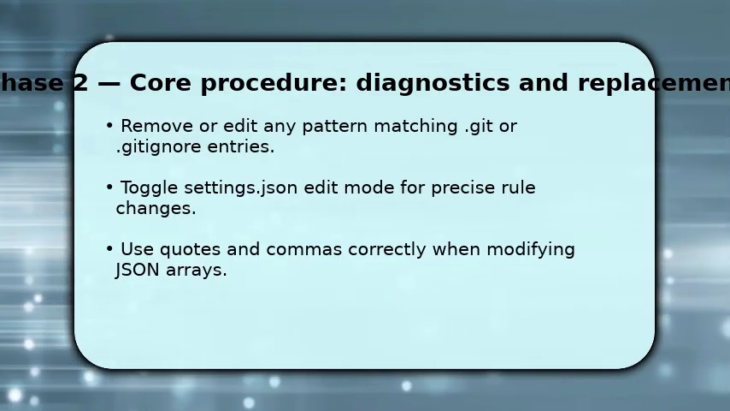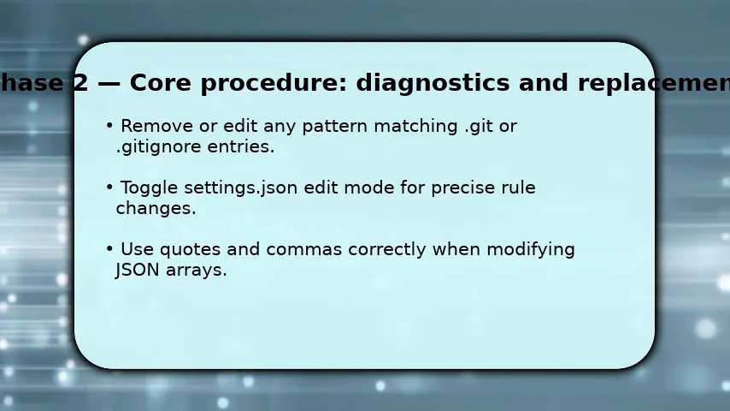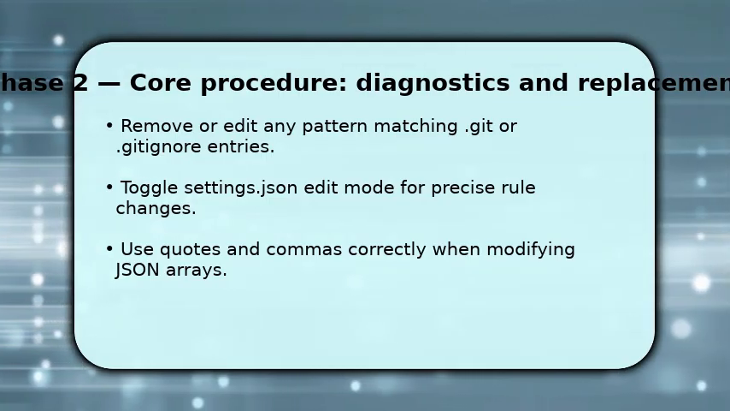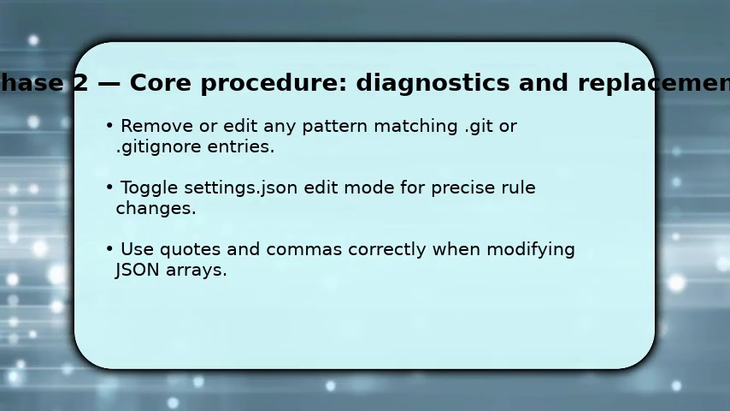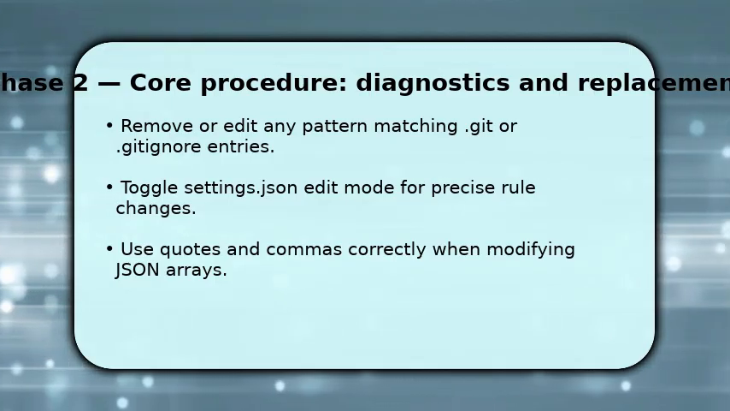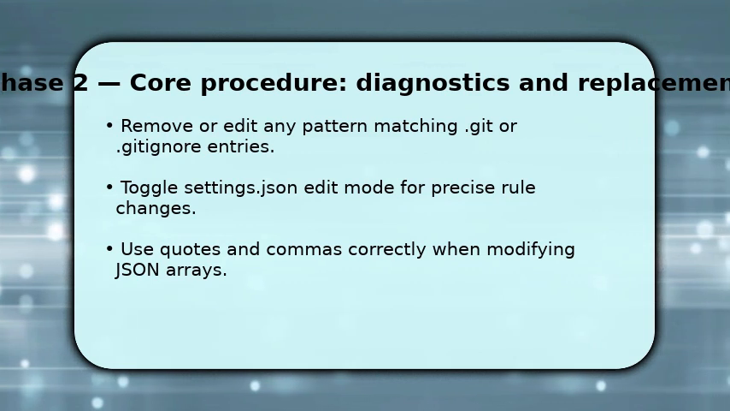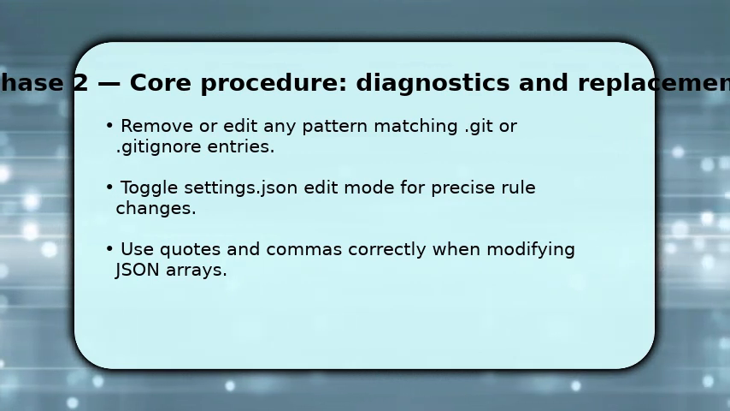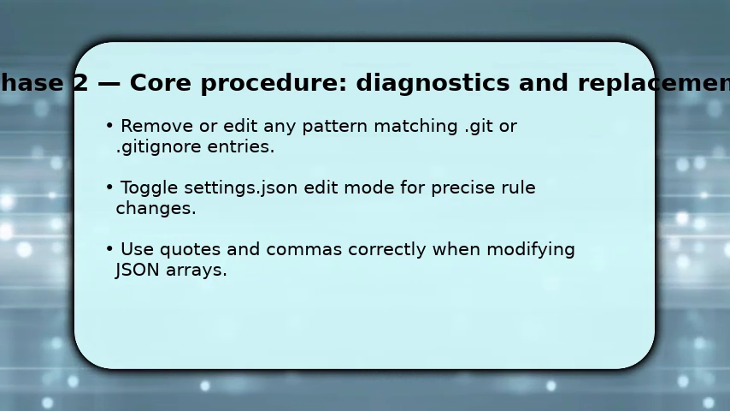Make sure formatting is valid JSON. Use quotes around keys and commas between entries. After saving, return to Explorer. Changes apply instantly. If a workspace has its own settings, repeat inside .vscode/settings.json to override project-level hiding.